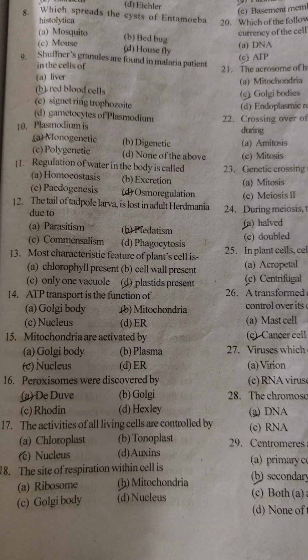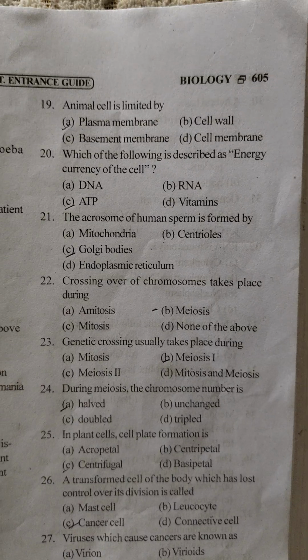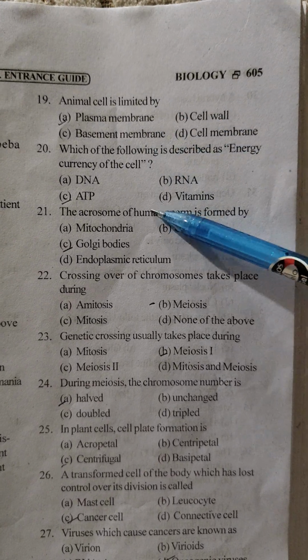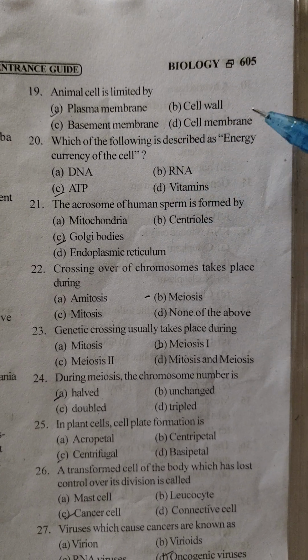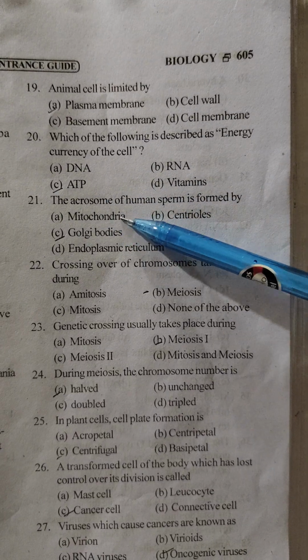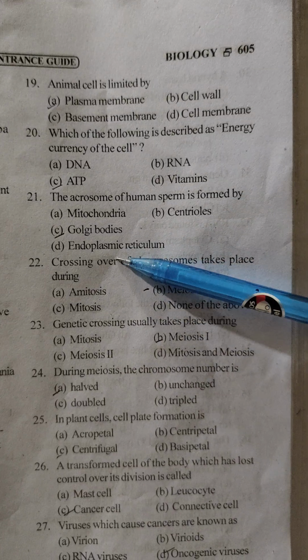Okay. So let's move to the 19th number question. 19, look. Animal cell is limited by the plasma membrane. Which of the following is described as the energy currency of the cell? That is ATP, adenosine triphosphate. The acrosome of human sperm is formed by the Golgi body.